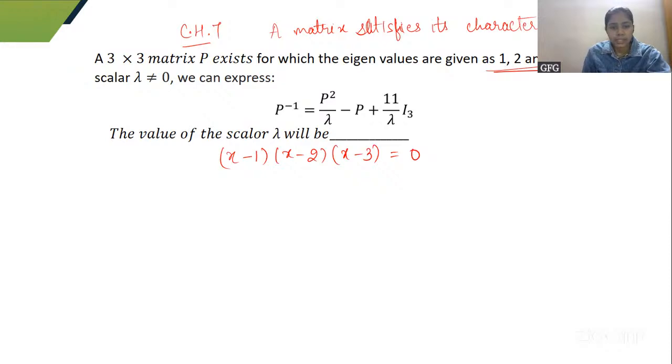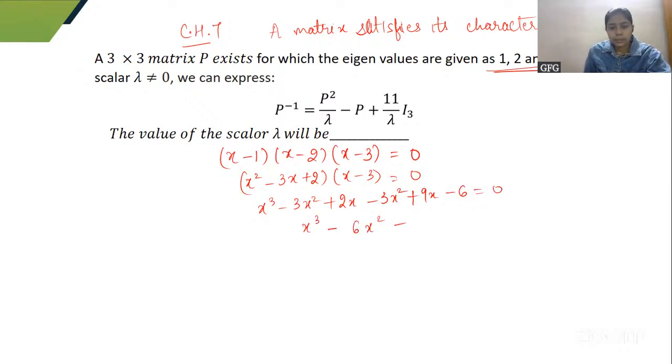Right, now I can solve this. On solving, what would I get? (x square minus 3x plus 2) into (x minus 3). And on solving, we'll get x cube minus 3x square plus 2x minus 3x square plus 9x minus 6 equals to 0. On solving, we get x cube minus 6x square plus 11x minus 6 equals to 0. We get this characteristic polynomial.